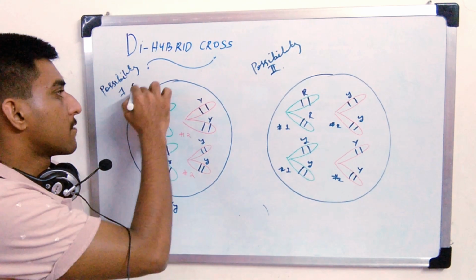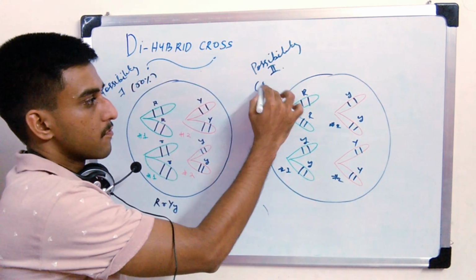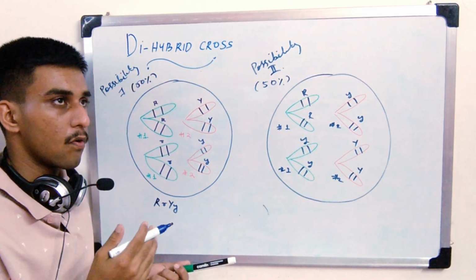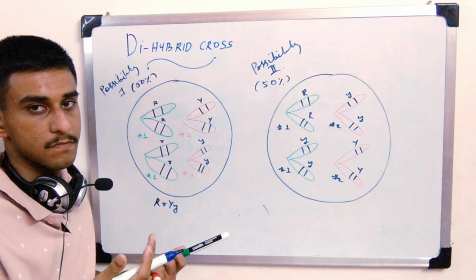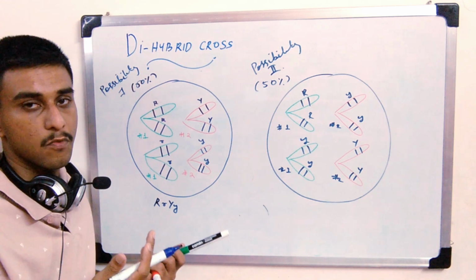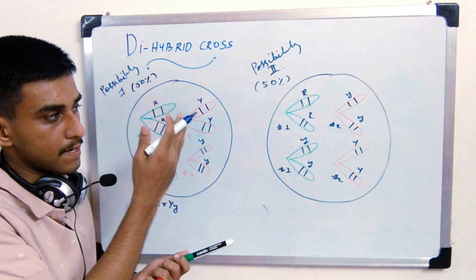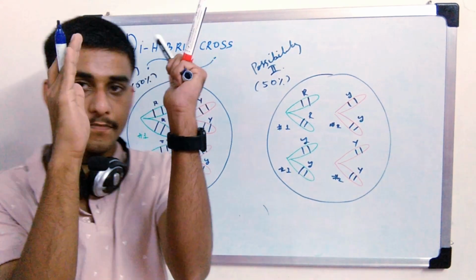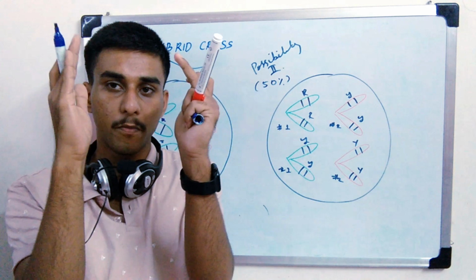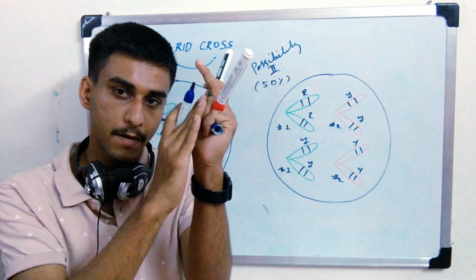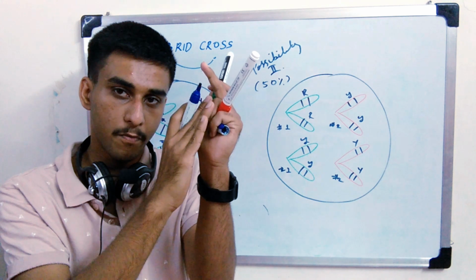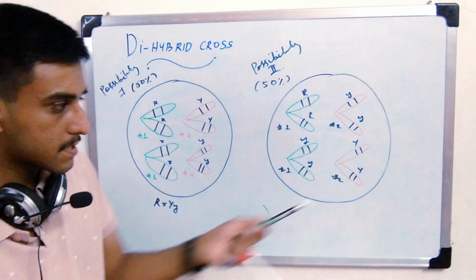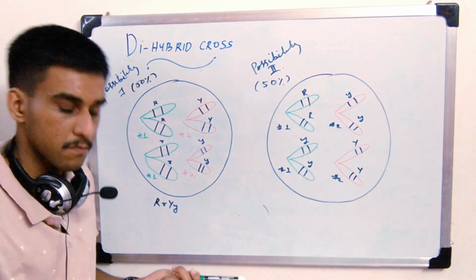The chances are 50% it can occur and 50% it can occur. It is because how this occurs is according to the orientation of the chromosome. The possibility that capital Y will be present with capital R dominant here, or the recessive form of the second gene will be present here. So the condition can vary according to the orientation of the chromosome.